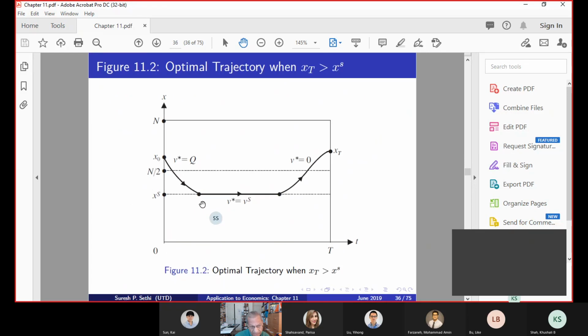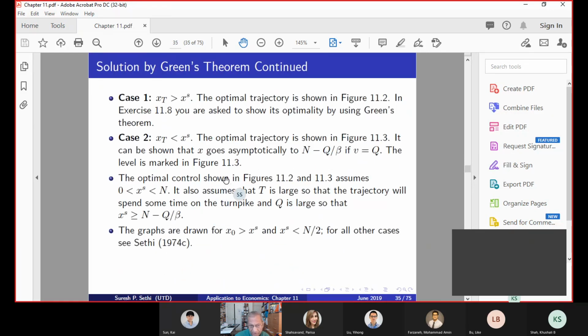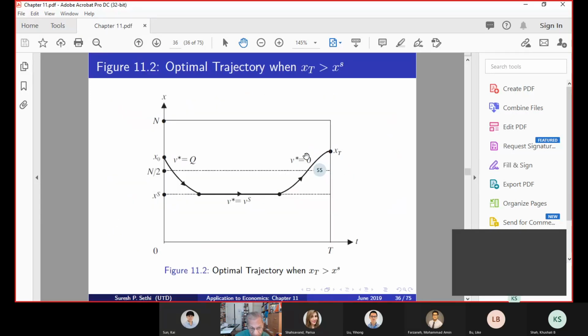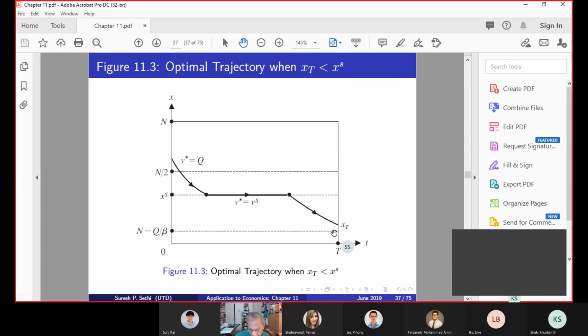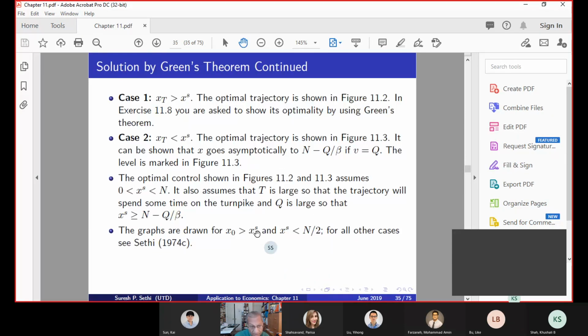So there are the functions, as you can see here. Actually, the opportunity is shown in this. It can be shown that x goes asymptotically to n minus q beta if time is infinity. So if you go to here, you can show that this will not go below this number. As t goes to infinity, this is an asymptote. So that is all algebra that you can find out. And so we basically solve the problem in different cases here.